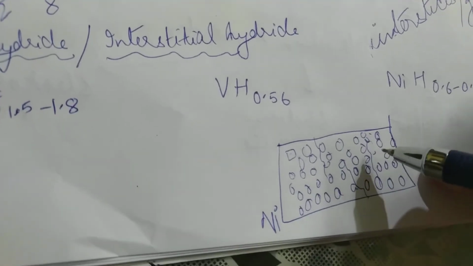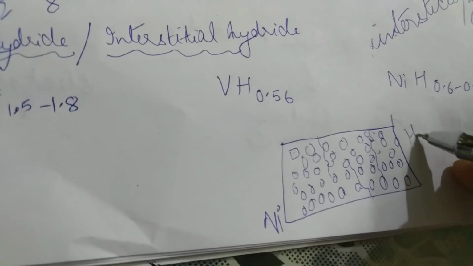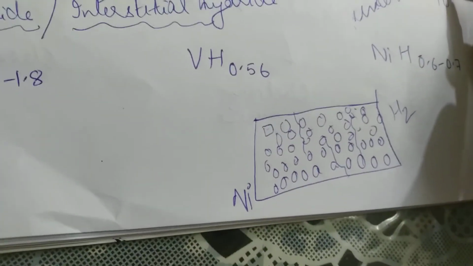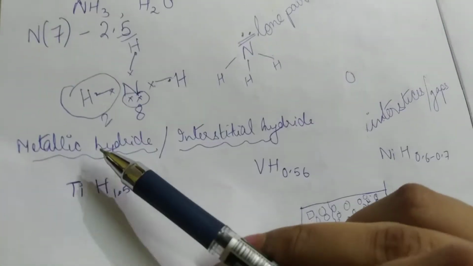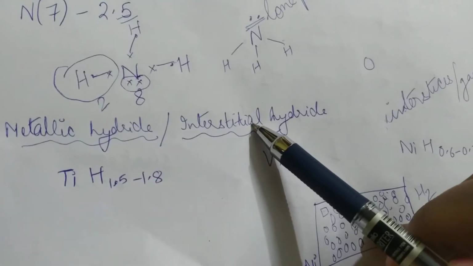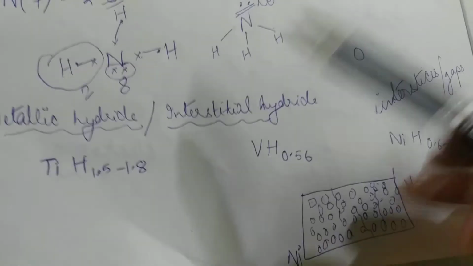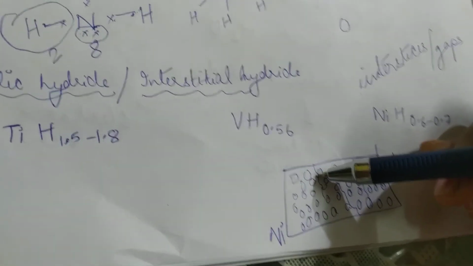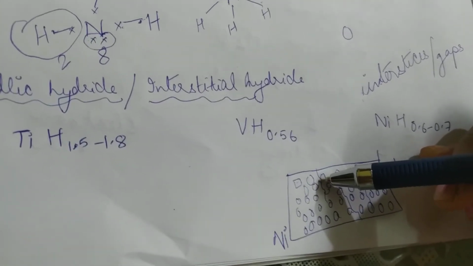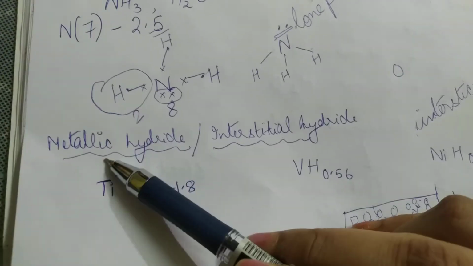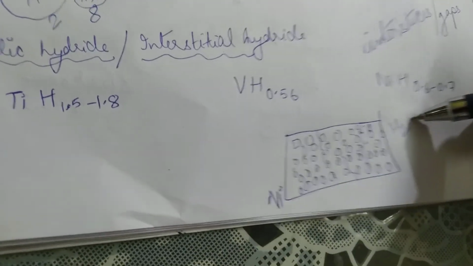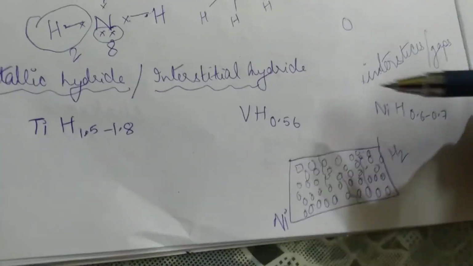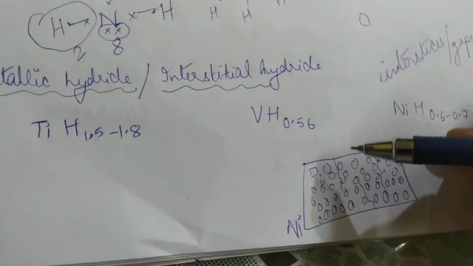These gaps can be occupied by hydrogen molecules, hydrogen gas. And the resulting substance that will be obtained is known as a metallic hydride or interstitial hydride. Why did we say interstitial? Because hydrogen has occupied these gaps in between the metal atoms. Why did we say metallic? Because the reaction is taking place between a metal and hydrogen. But these are non-stoichiometric compounds.